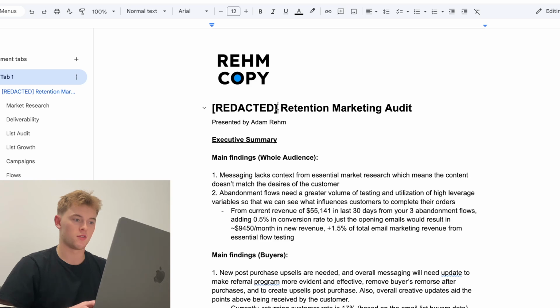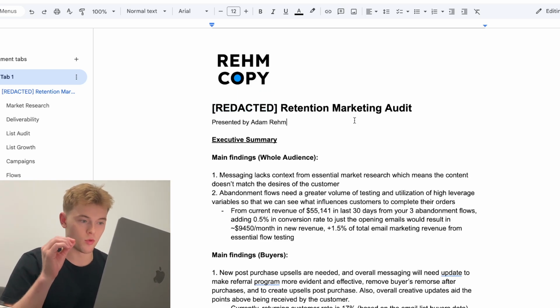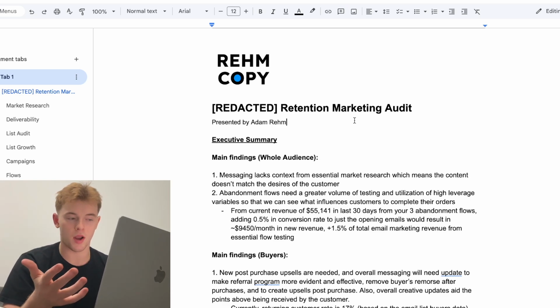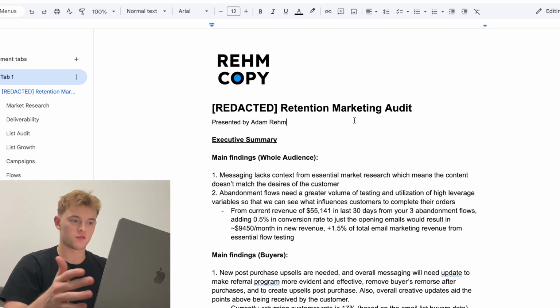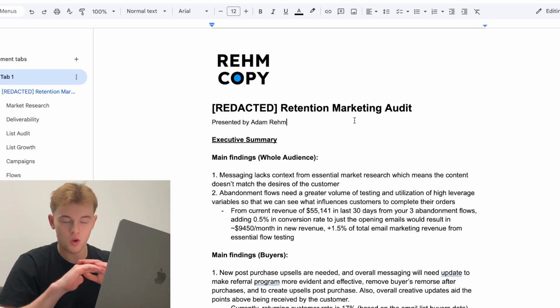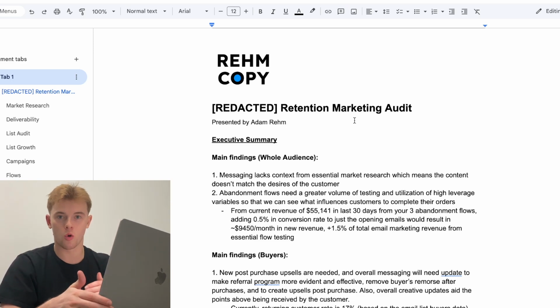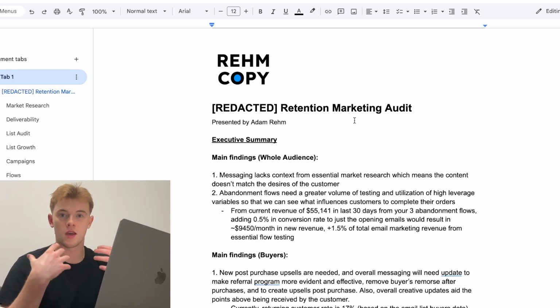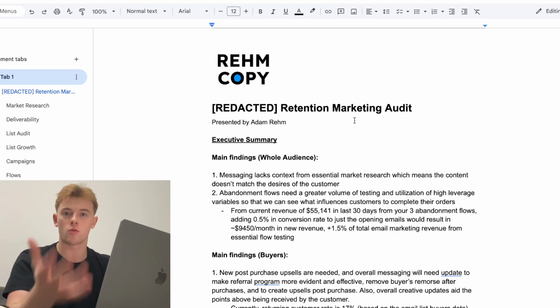Now, for privacy reasons, I did have to keep a lot of things confidential here. So you're going to see redacted in a lot of the parts of this audit. I also had to remove a lot of images because they just had the brand's branding. So that stuff's gone, but this is going to be 100% raw. I'm going to go through this whole thing with you and show you exactly how I do audits so you can see how to break down your account.